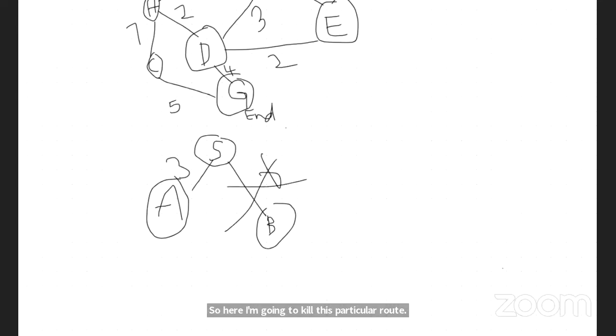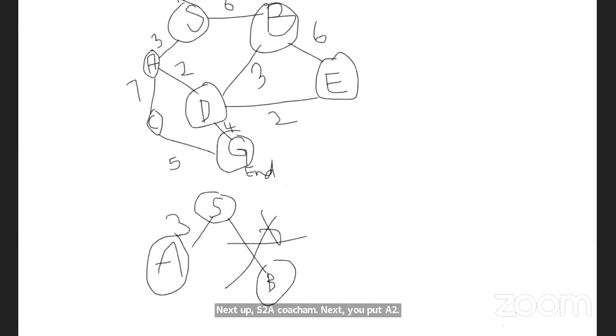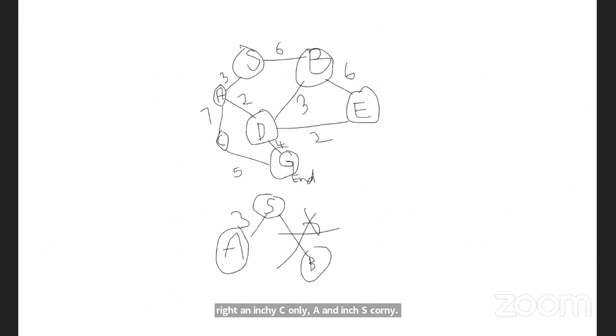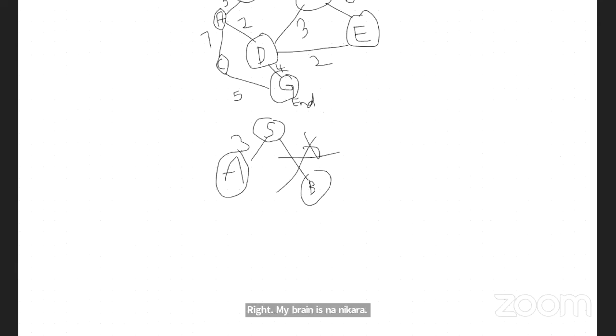Next, S to A done. Now, see how many possibilities there are from A here. Right? From A there is C, from A there is D, from A there is S. Right? What am I doing here? I am going from A to C. The cost of traveling is 7. If I am going from A to D, the cost is 2.